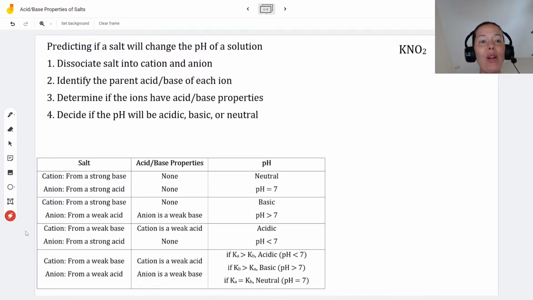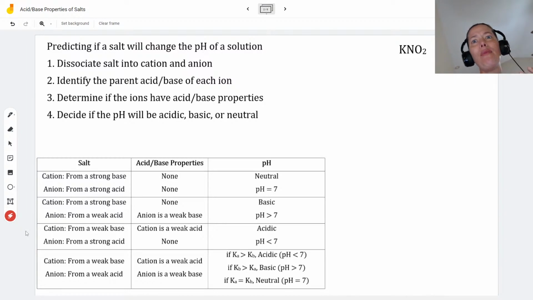Again, we are just going to jump into this. And again, in these first couple examples, we're just going to take a salt and determine if it has acid-base properties. And then we'll talk about if it's an acidic or a basic solution.